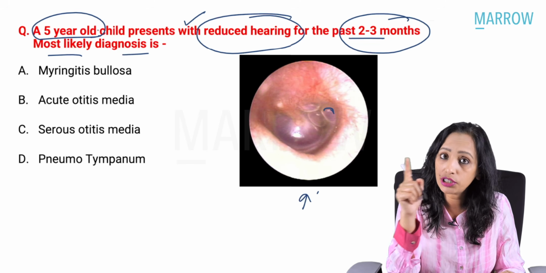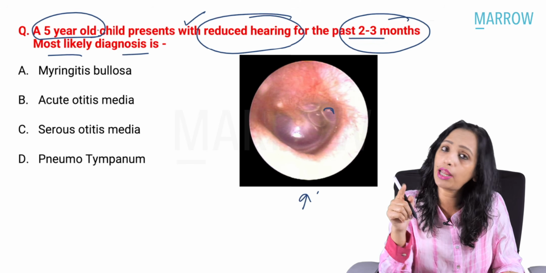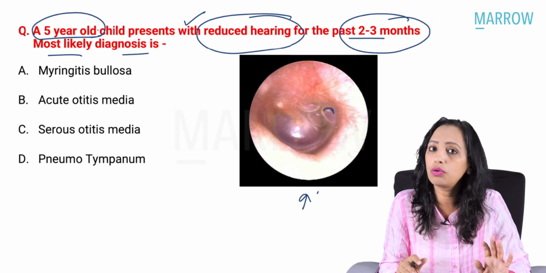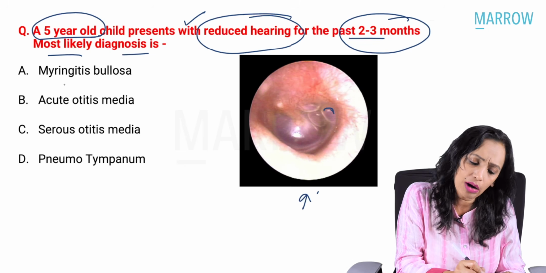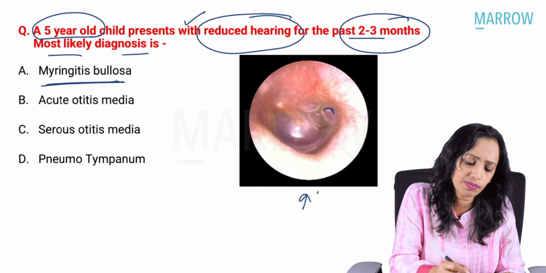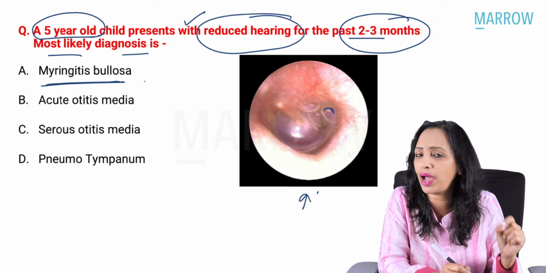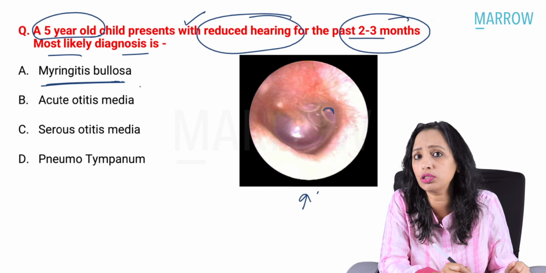Last year adenoid hypertrophy was given and the picture was given. Again, you see the picture and you think about what it was. There should be no confusion at all in your mind. So now let us see. Tell me why not A. The choice is myringitis bullosa. Why can this child not have myringitis bullosa?